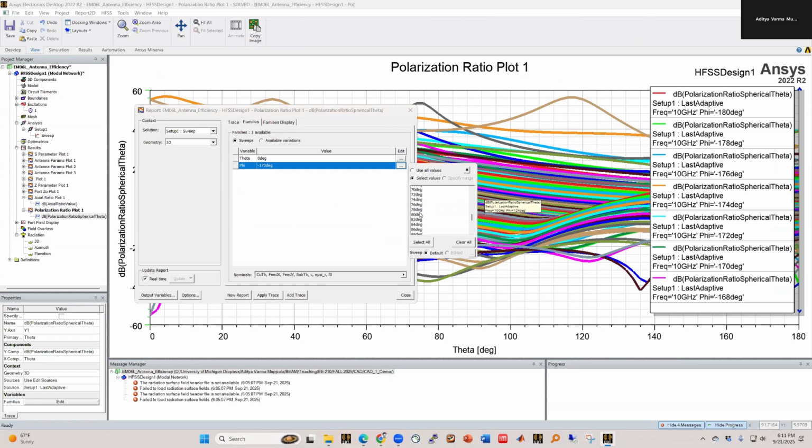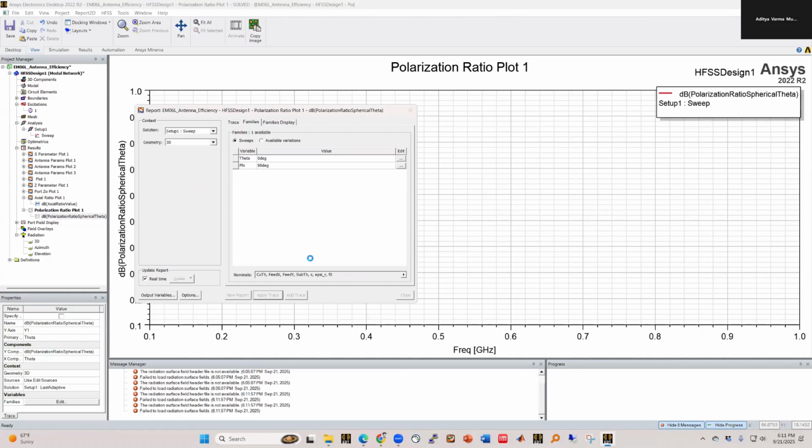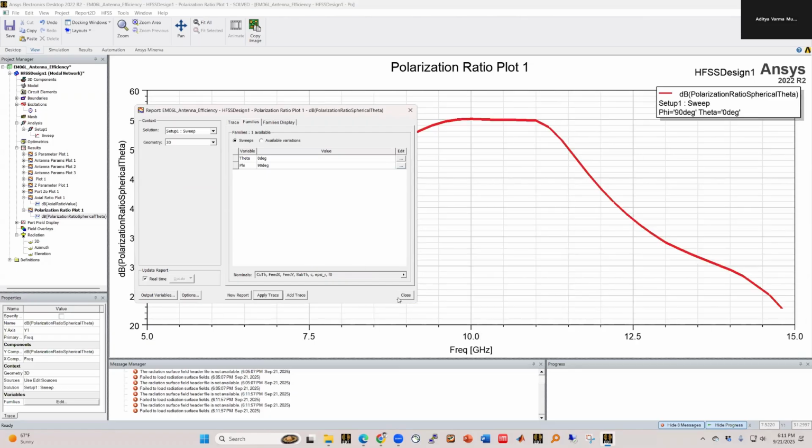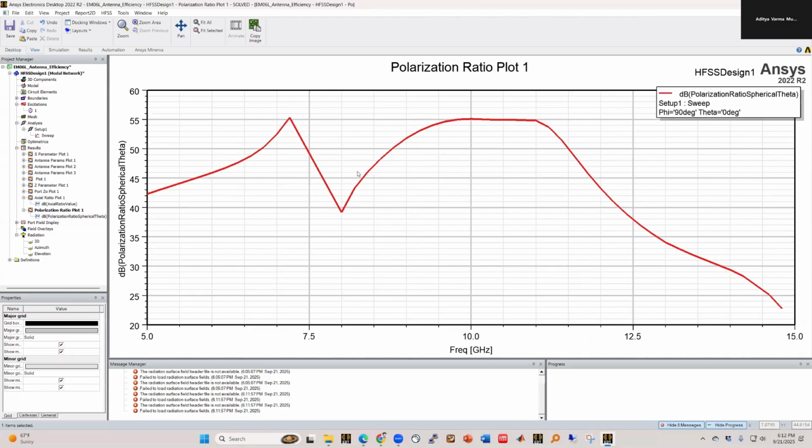The value of phi actually matters here. That determines what E theta and E phi are. But if you set it to 90, then E theta is equal to EY, and then E theta becomes the copole. Okay, so polarization ratio in dB is nice. It's very high. At 10 gigahertz, it's around 50 dB or so.